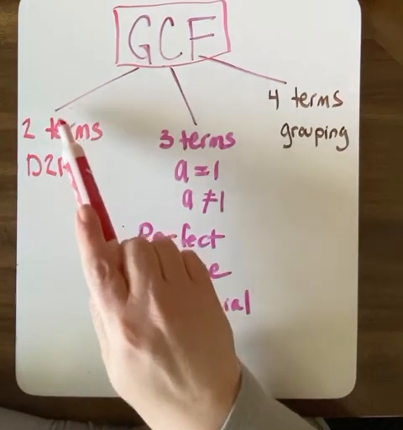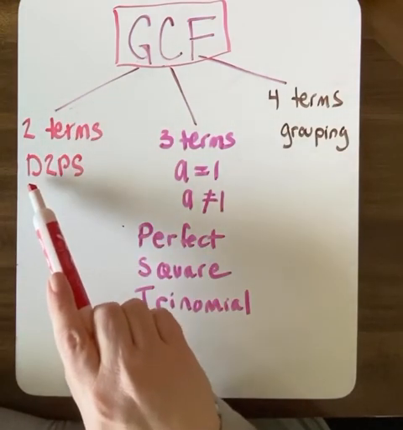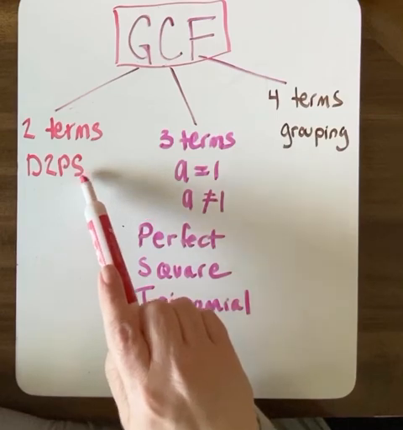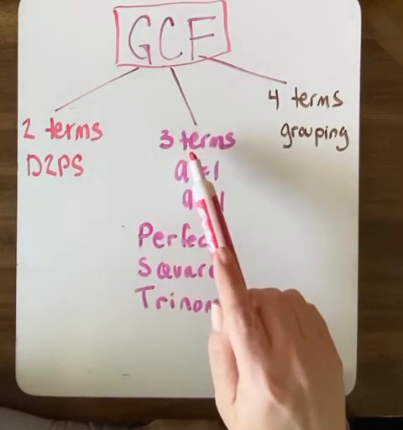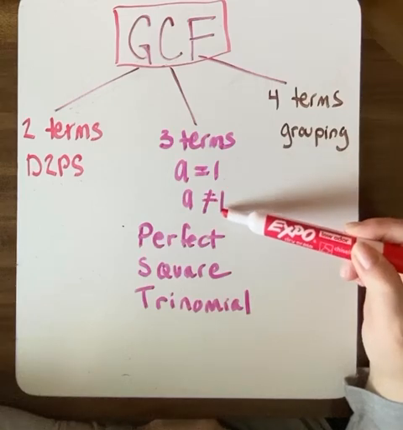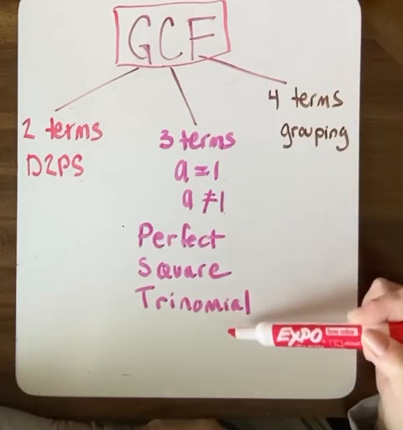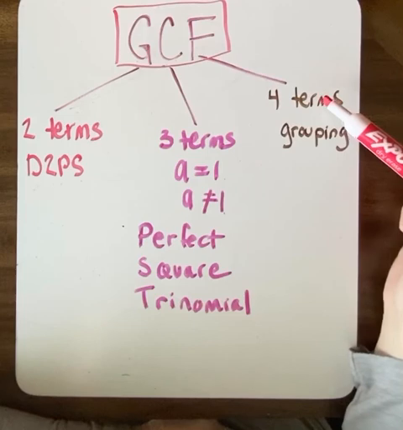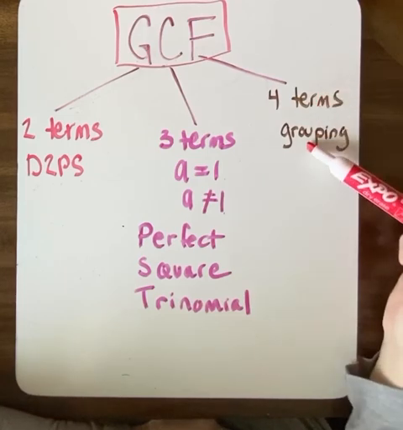If there's two terms, the pattern we look for is a difference of two perfect squares. If there are three terms, we know we have either an a equals 1, an a doesn't equal 1, or a PST, a perfect square trinomial. If we have four terms, we look for grouping.